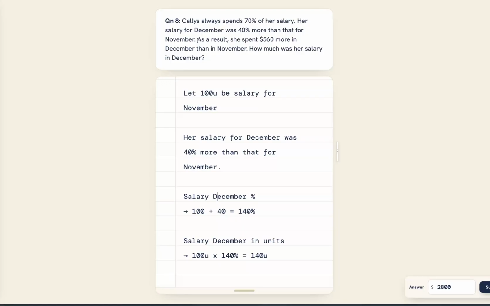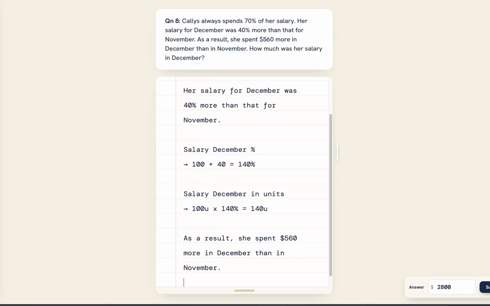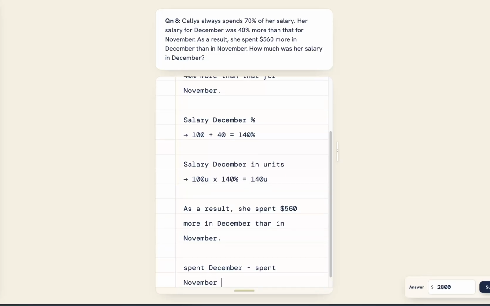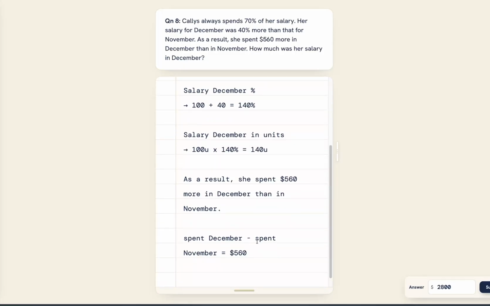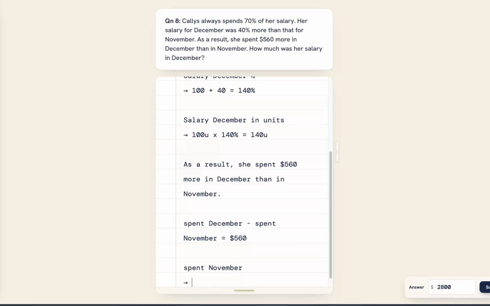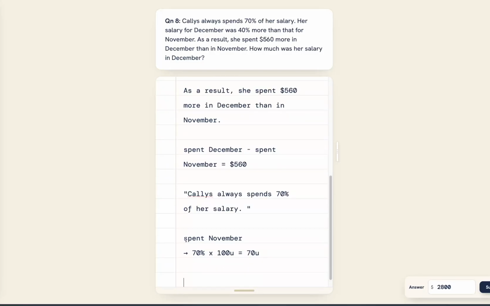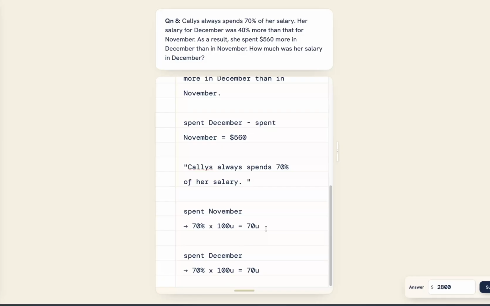So the thing is that we also know as a result, she spent $560 more in December than in November. So that means spent in December minus spent in November is equal to $560. So what did we spend in November? Which is basically in this case 70% of 100 units for November. This will be 70, and spent in December is basically 70% times 140 units, which would then be equal to 98 units.